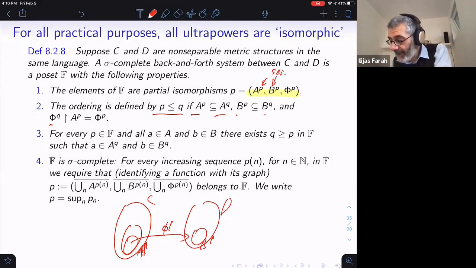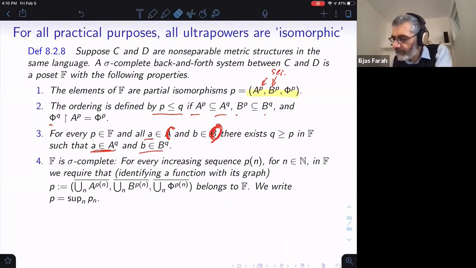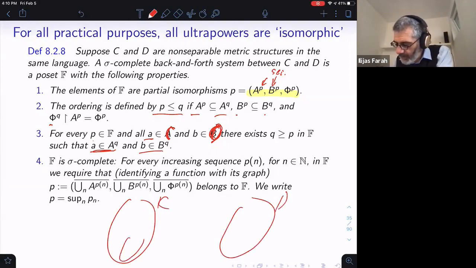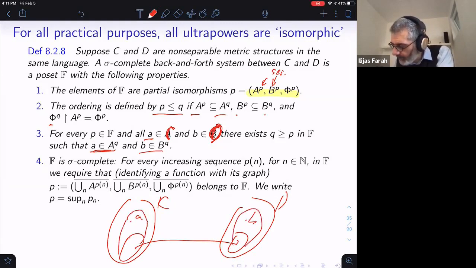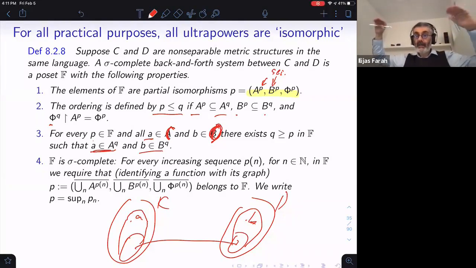For every P in F and for any element A in C and B in D, we can find a bigger condition in F so that A belongs to this part, A_Q, and B belongs to this part, B_Q. So in other words, here is C, here is D. No matter how you give me a condition like this and you point to two elements here, I can extend that condition to absorb A and B in the domain and range of that partial isomorphism respectively. And the last condition: F is sigma-complete. So if I have an increasing sequence of conditions, I can just take unions and take closures to get subalgebras, extend maps, and that still belongs to F.